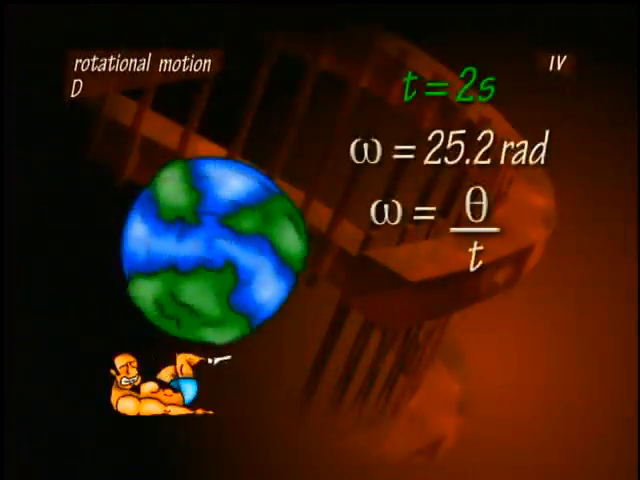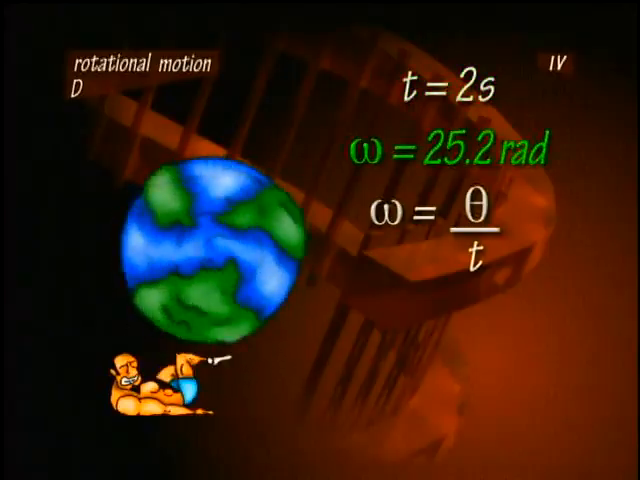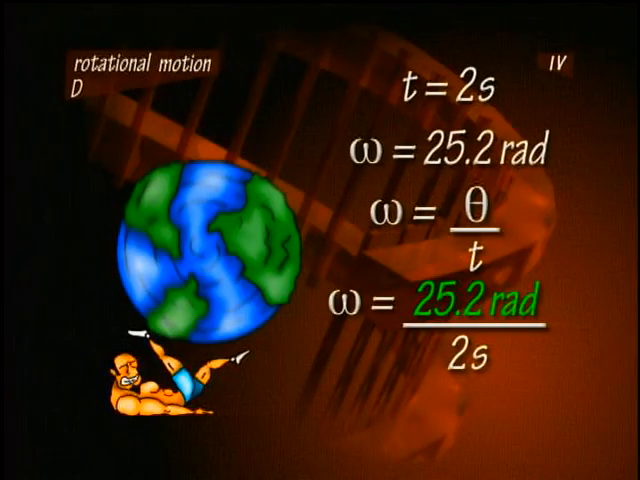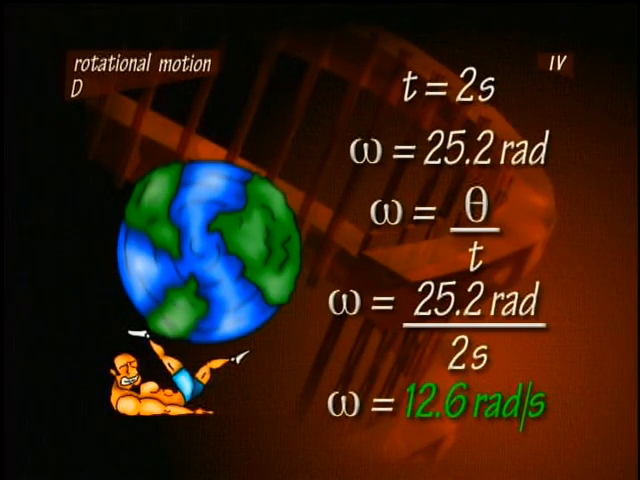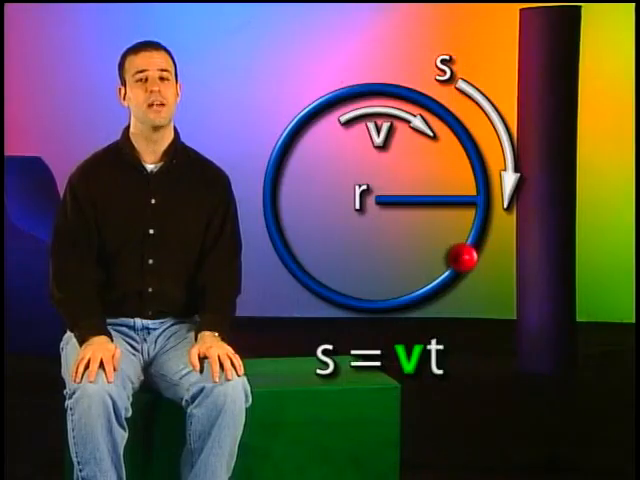For example, if it takes 2 seconds for the little globe to turn through 25.2 radians, the angular velocity would be 25.2 radians over 2 seconds, or 12.6 radians per second. If an object is moving with uniform speed, v, in a circle with radius r, then the distance, s, that the object travels is v times t.